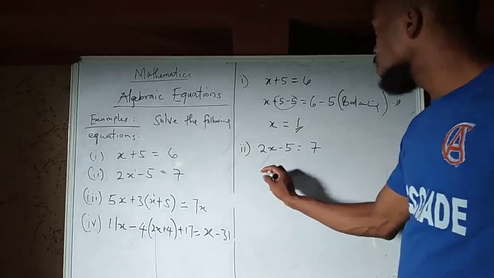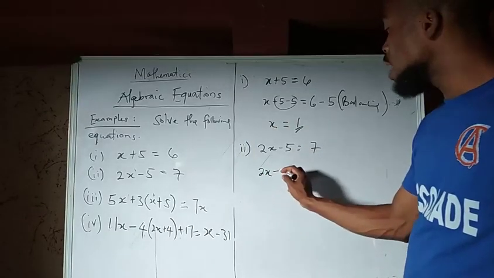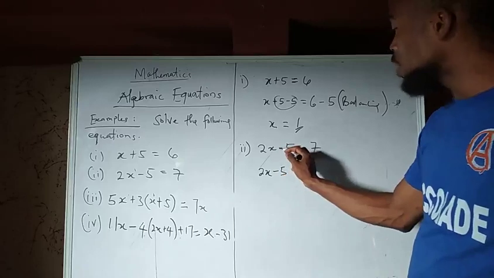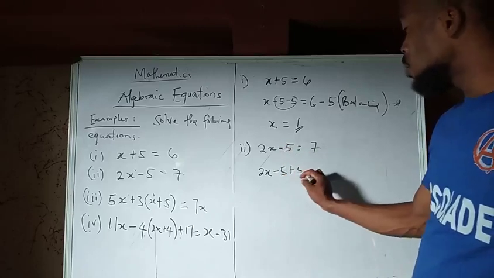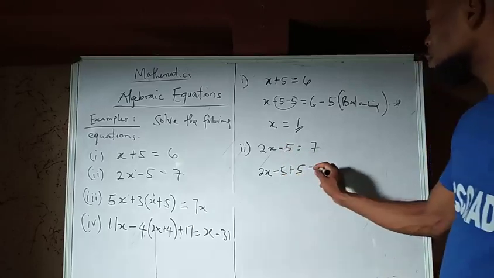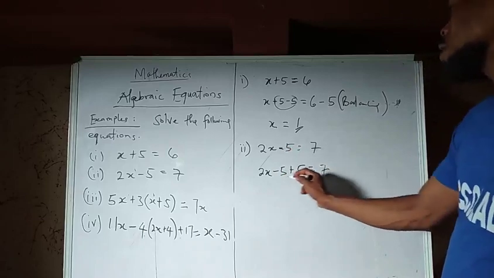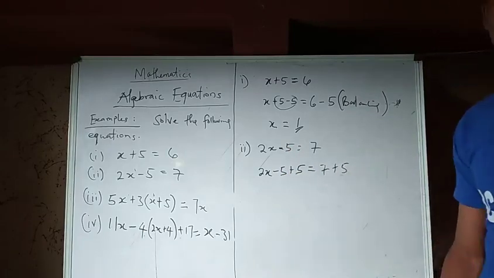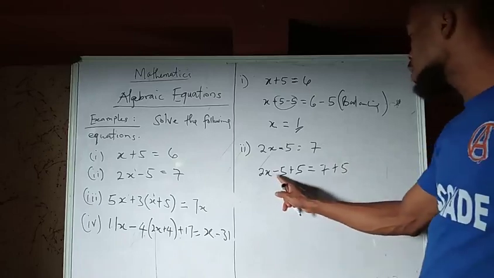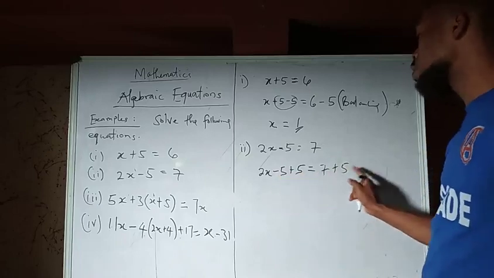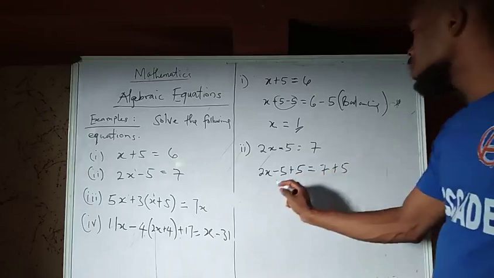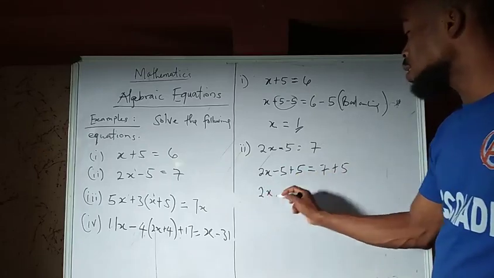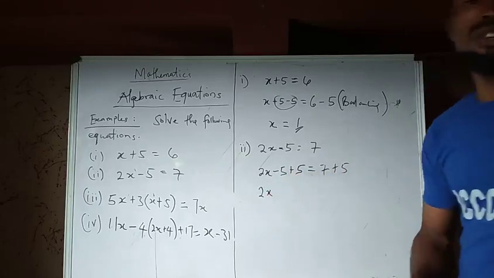So this equation will be 2x minus 5. Because we have minus, we are going to do the opposite: plus 5 equals 7. Remember, whatever we did here, we are going to do here. So is this going to be 7 plus 5? So we are left with 2x minus 5 plus 5 equals 7 plus 5. Now, what do we do further? So this will become 2x. Minus 5 plus 5 is 0.